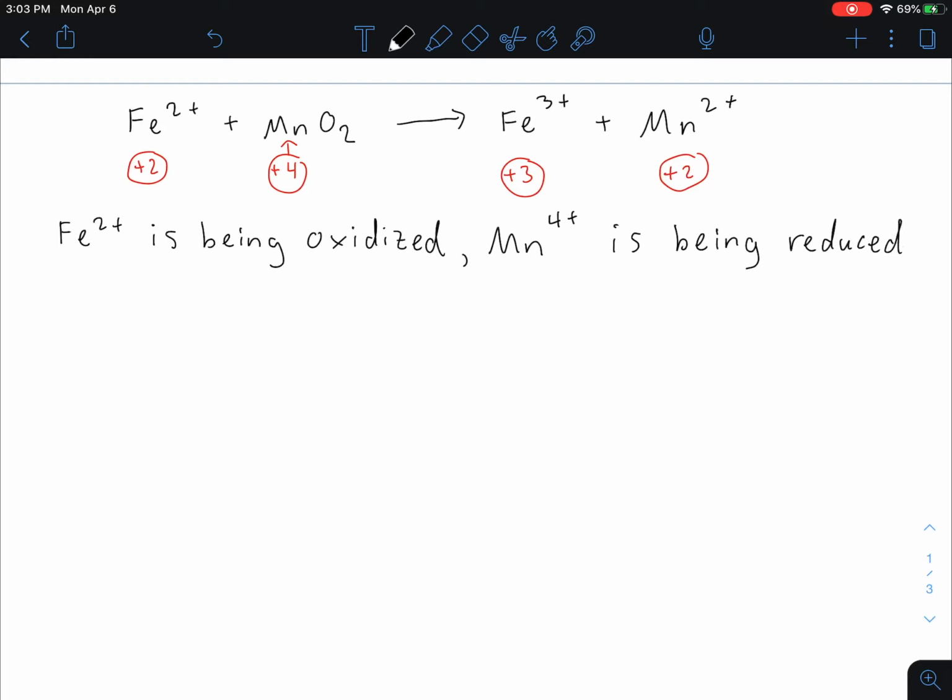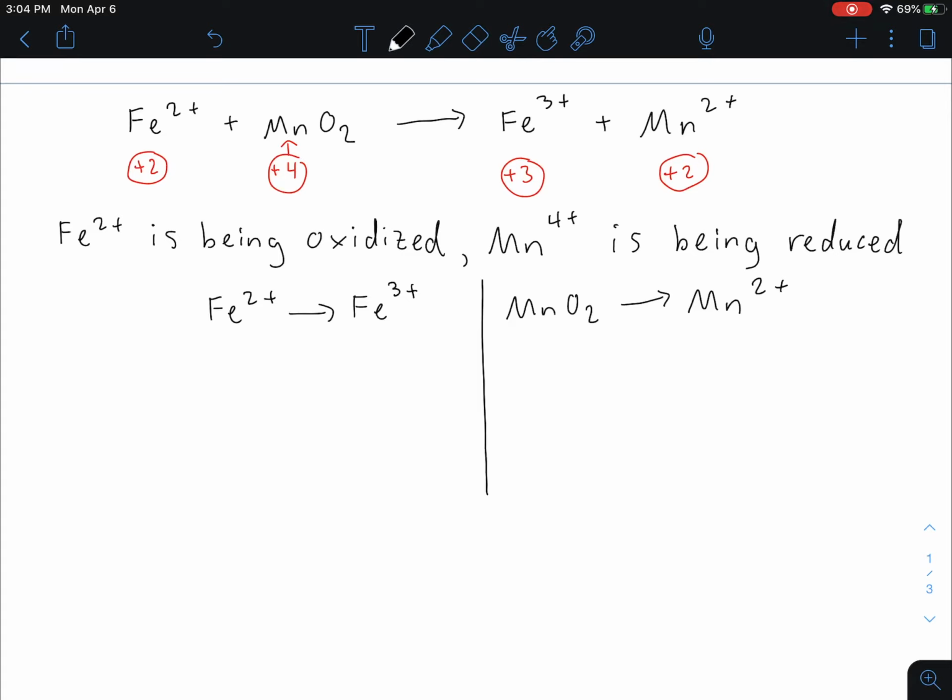So now I'm ready to break them into half reactions, so I can do that. I've got iron 2 plus makes iron 3 plus, and then a divider, and then MnO2 makes Mn2 plus. So I think I usually write the oxidation half reaction on the left side and the reduction half reaction on the right side. It doesn't matter, but you want to split them up. Okay, so let's do the one on the left first.